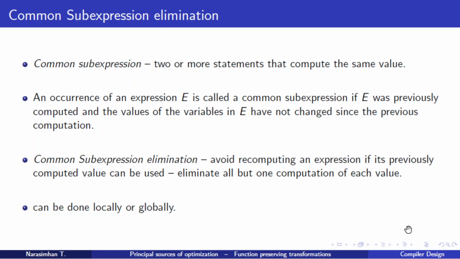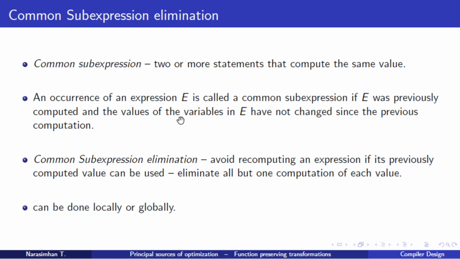Often you might have seen repeated calculations of the same value in a program. That is, there will be two or more statements that compute the same value. Those statements are known as common sub-expressions. It could be defined technically like this. An occurrence of an expression E is called a common sub-expression if E was previously computed and the values of the variables in E have not changed since the previous computation.